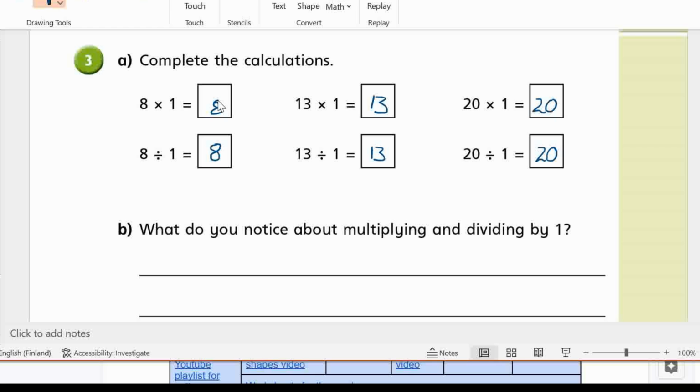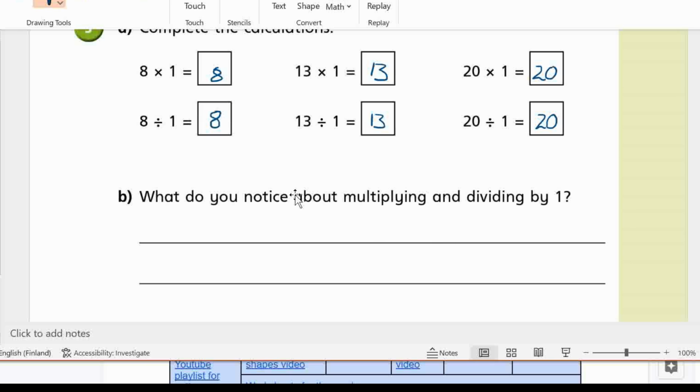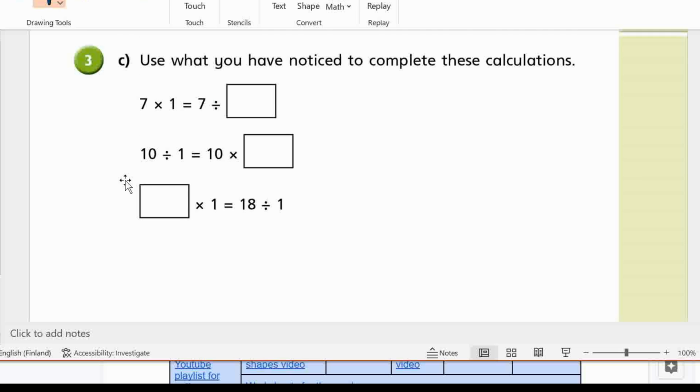Right. What do you notice about multiplying and dividing? Well, I sort of mentioned it. What do you notice if you look at the answers? Yes, so despite times and divide being opposite to one another, they give the same answer. Okay. Right. Moving on. Use what you have noticed to complete these calculations.